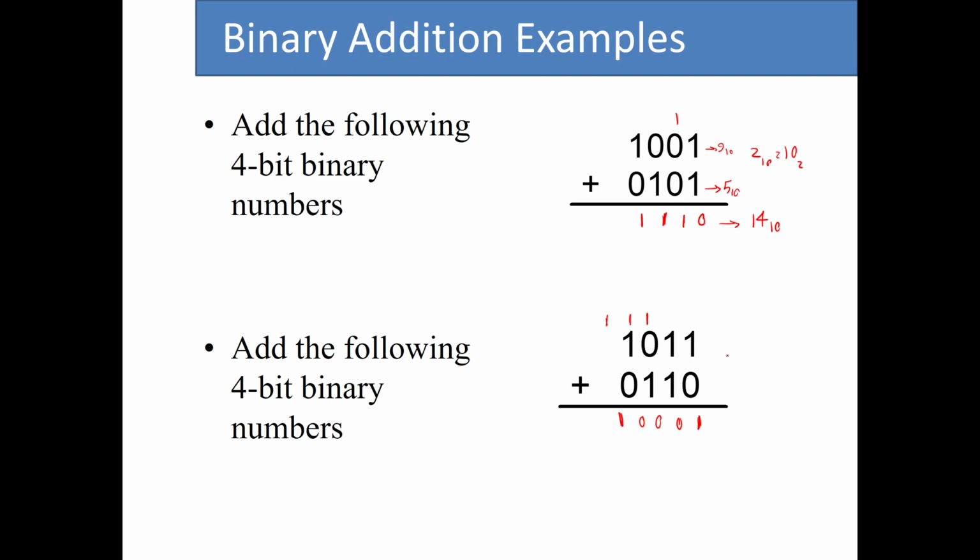So as you can see here, we have 8 plus 2 plus 1, which is 11 in base 10. This one is 4 plus 2, which is 6 in base 10. And the result is 16 plus 1, which is 17 in base 10. So as you can see, the result of the addition is correct.